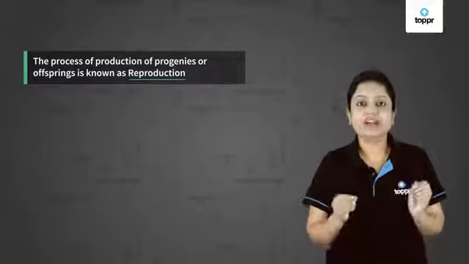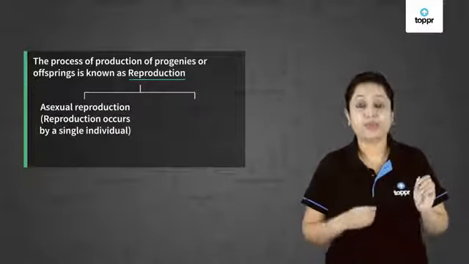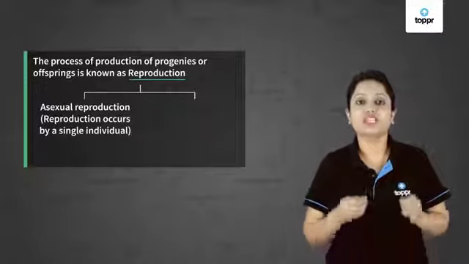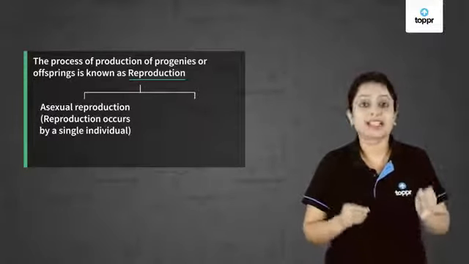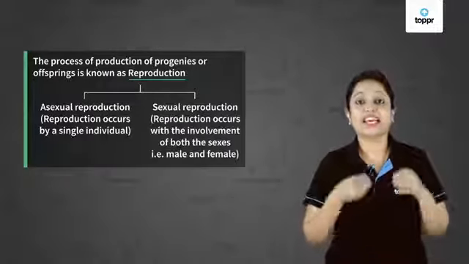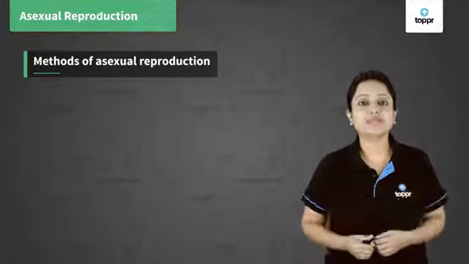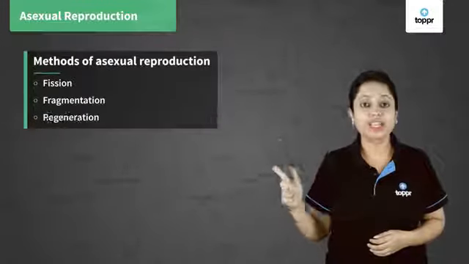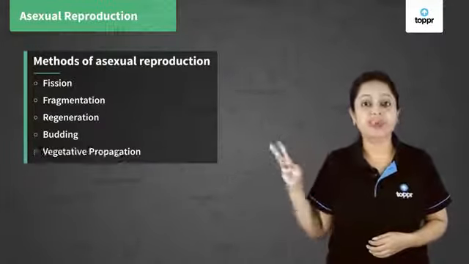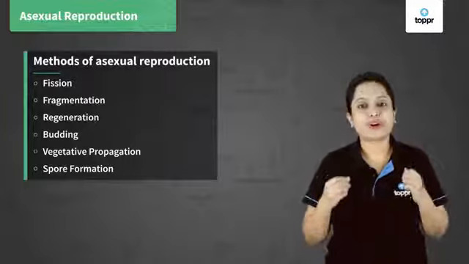When the reproduction occurs by a single individual, it is known as asexual reproduction, while when the reproduction occurs with the involvement of both the sexes, that is male and female, it is known as sexual reproduction. In this lesson, we will mainly study asexual reproduction. There are various methods by which individuals divide asexually. For example, fission, fragmentation, regeneration, budding, vegetative propagation and spore formation. We will discuss all of them one by one.